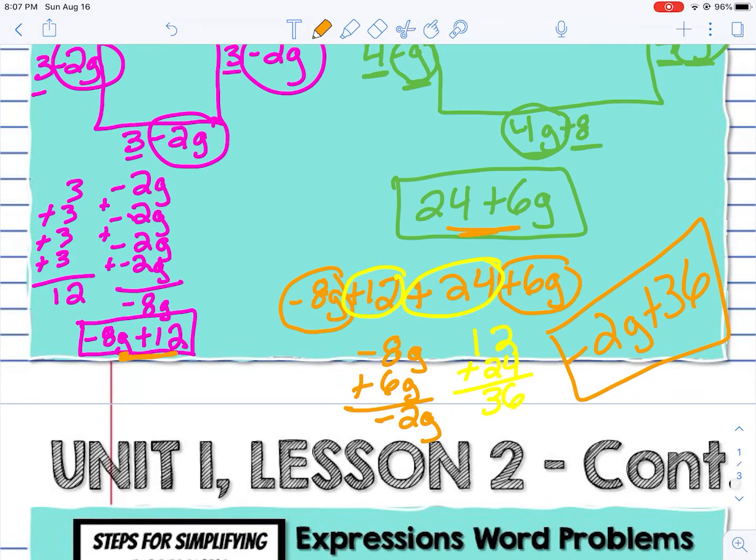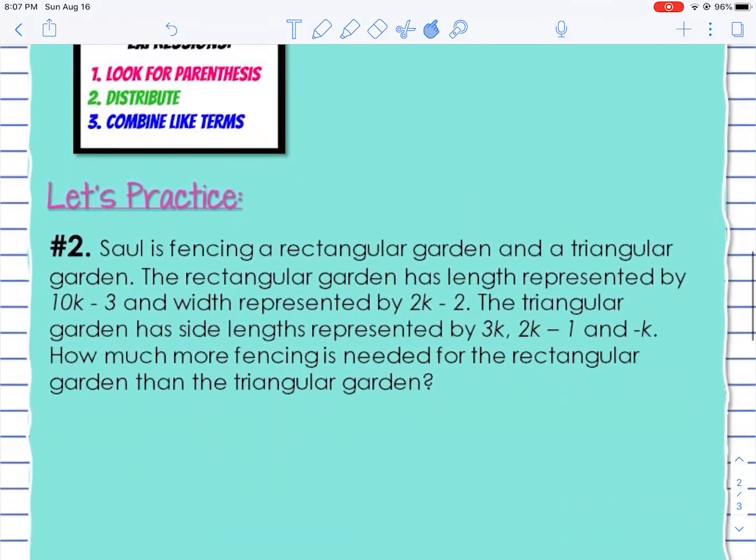Okay, yes, this was a very long problem. Okay, you did a great job hanging in there with me. But was it hard? No, it's exactly what we've been doing. We just had to do it twice. We really had to do it 3 times. We had to add like terms for the square, then we had to add them for the rectangle, then we had to add them both together. Okay, so yes, that one was a little long.